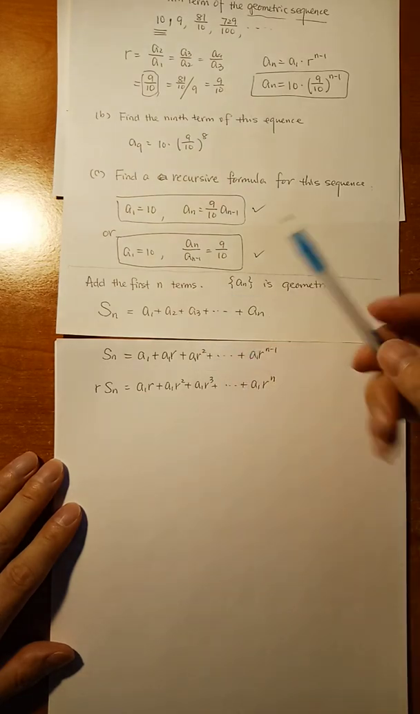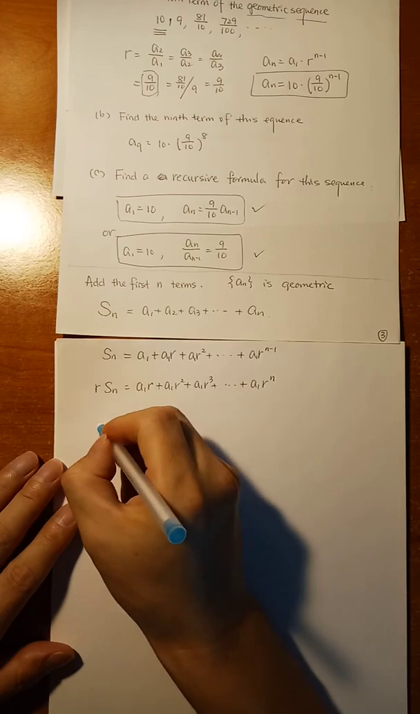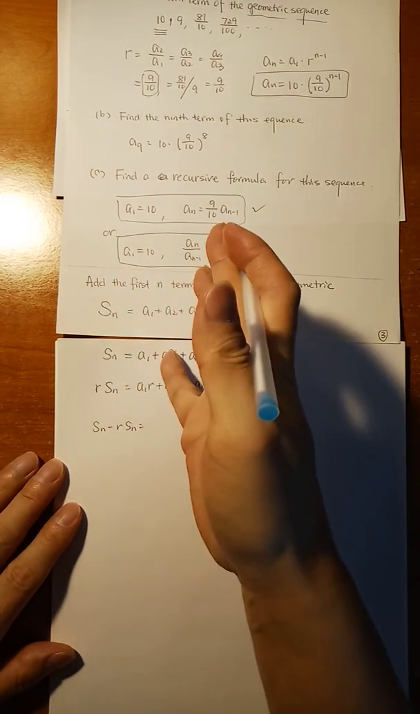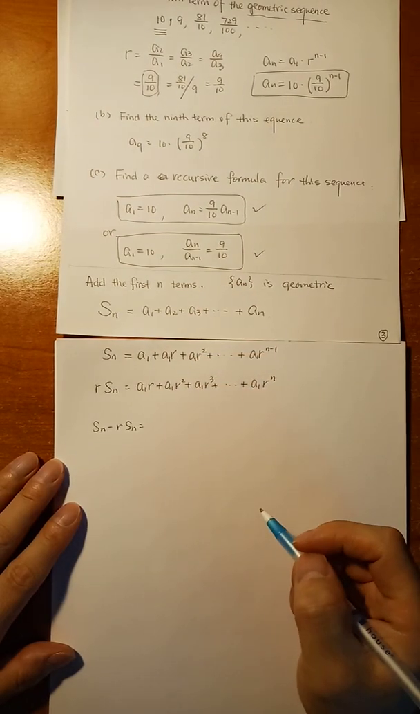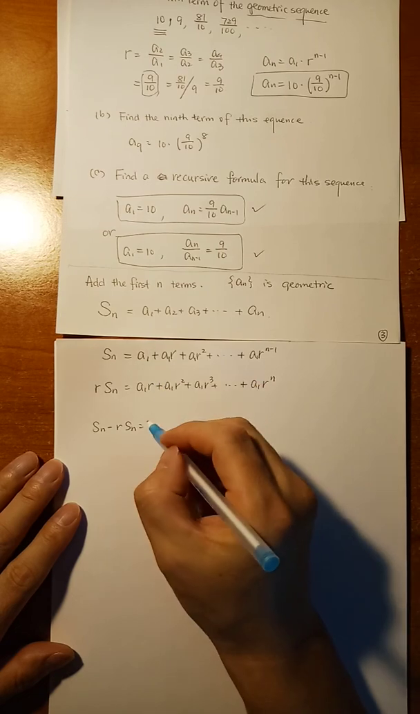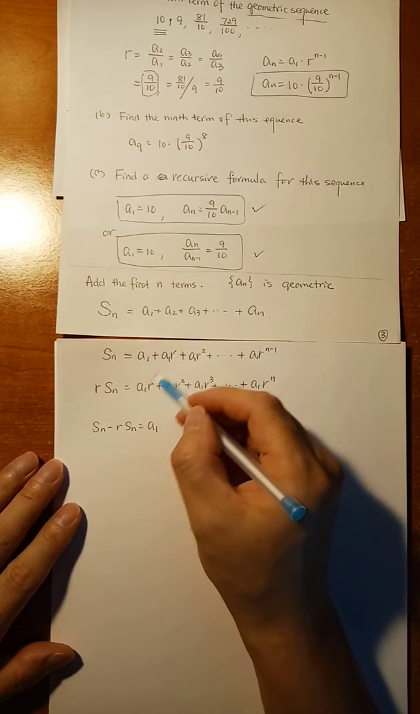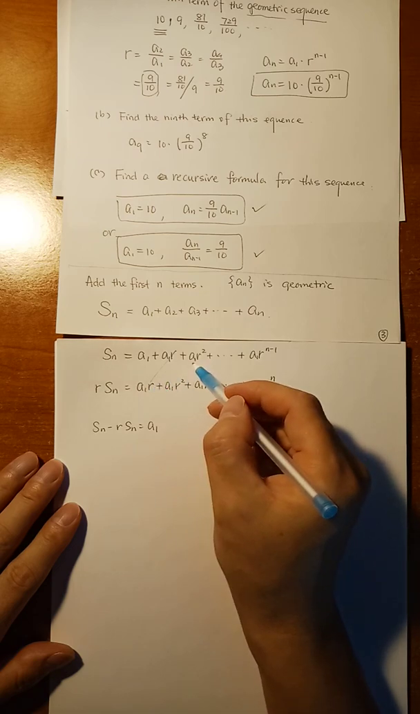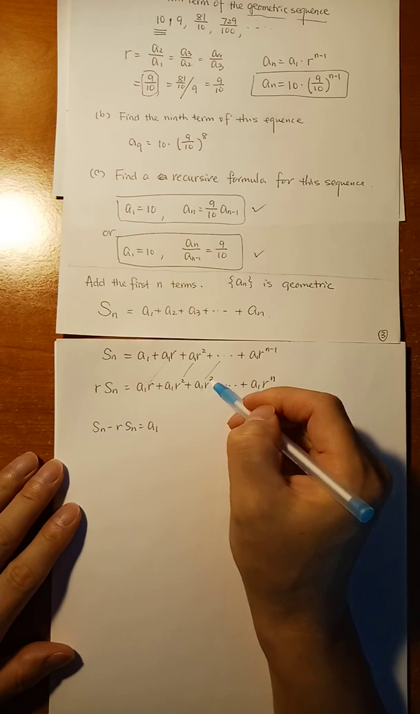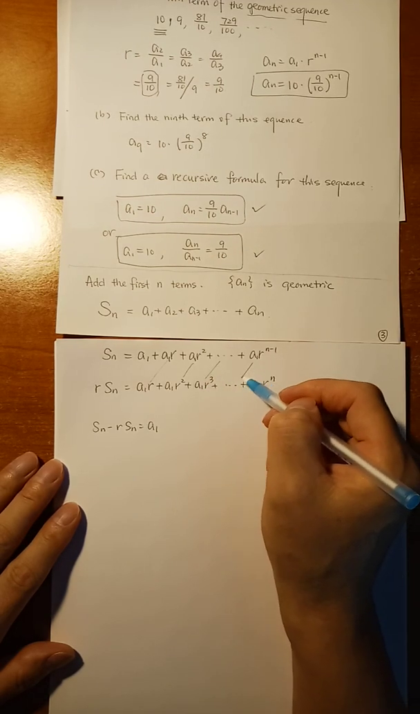Now I'm going to use row 1 to subtract row 2. So I have Sn minus r Sn on the left-hand side. First row minus second row. Then you see here, a1 survives. Then a1 r minus a1 r, these two terms cancel. a1 r squared, these two terms cancel. You can expect a1 r cubed cancels with the next term. So you see that this is diagonally cancelled.